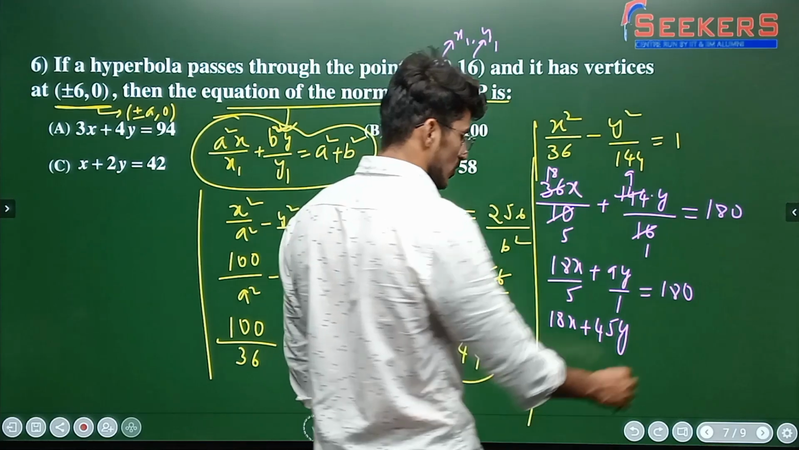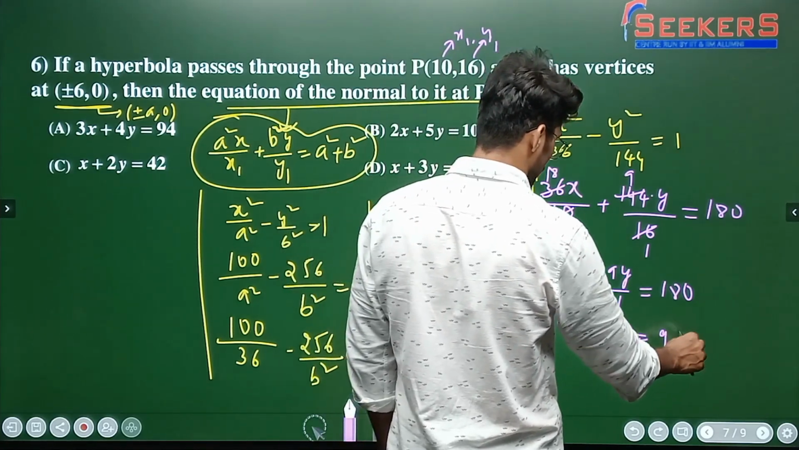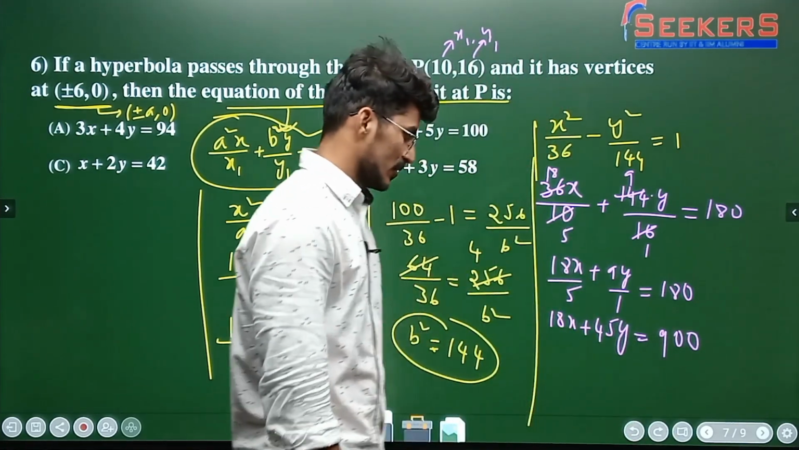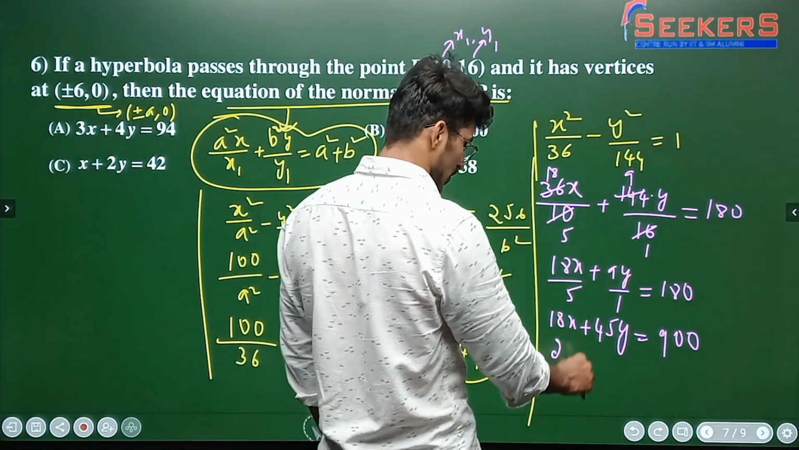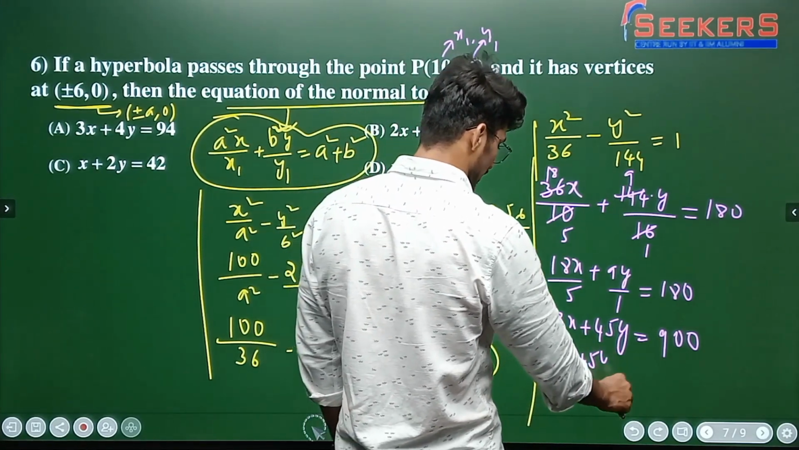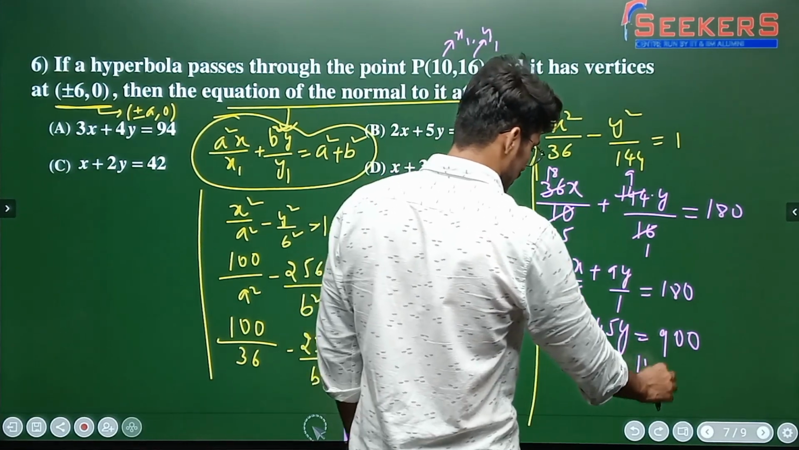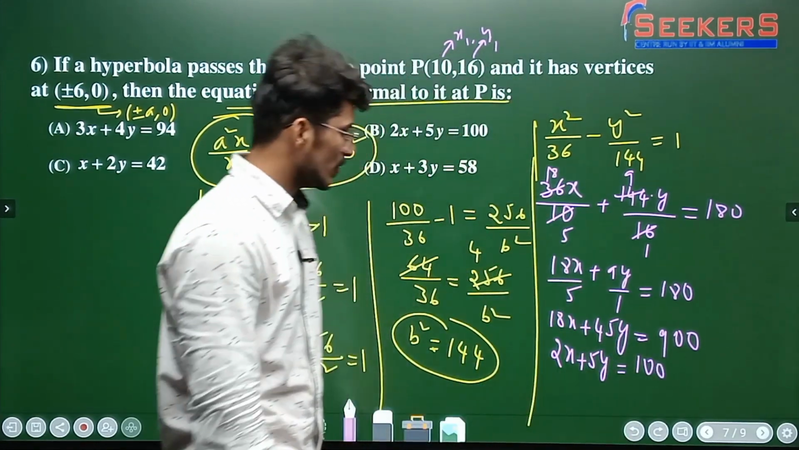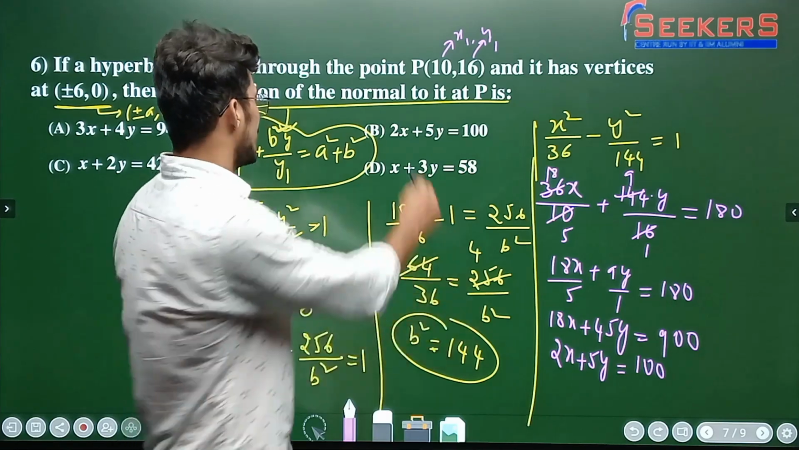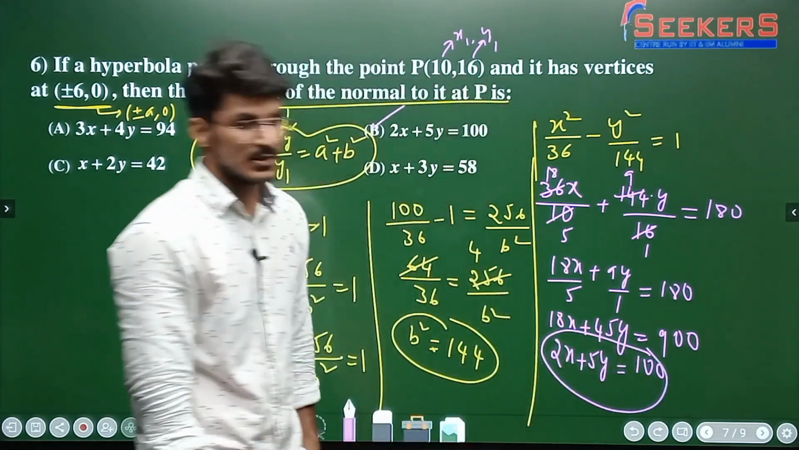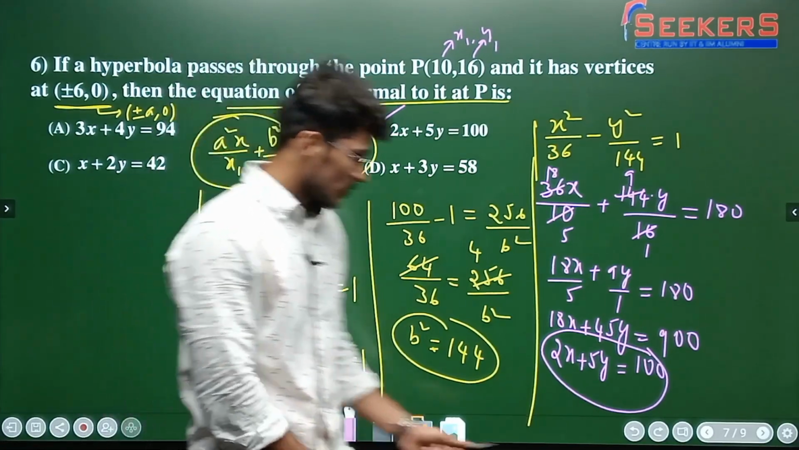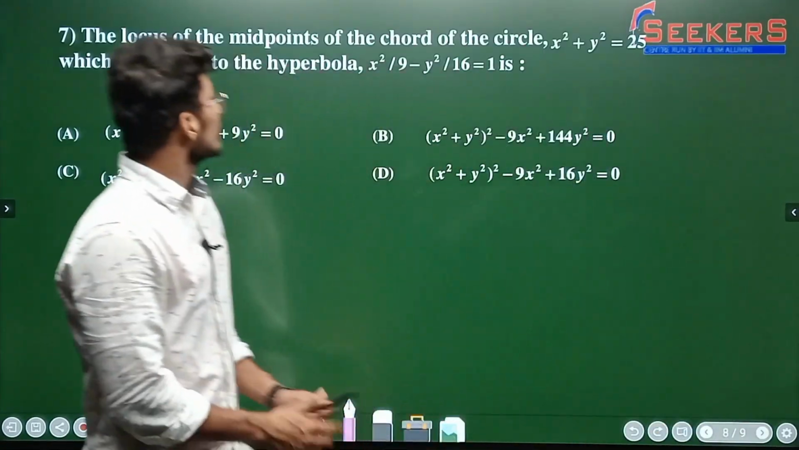All right. So how much here? 900, right? So now let us take 9 common here. If I take 9 common, 2x plus 5y, 9 into 100. Yes, so option B is correct. Look at this, 2x plus 5y is equal to 100 I got. So option B is the right answer over here. Alright, so we'll go for the next question.